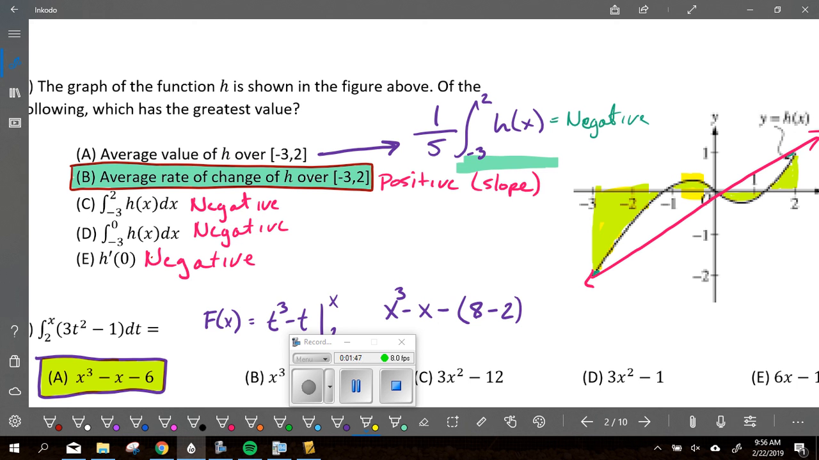And then the last one is h prime at 0. This is a graph of h. If I want to talk h prime, that's the slope. What is the slope right here at 0? It's -1. And so everything else is negative except for the average rate of change, which is the slope of the line.